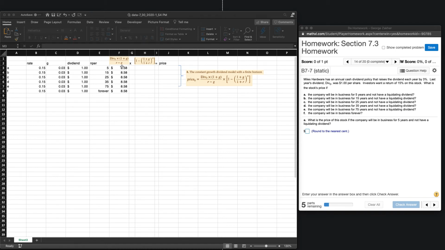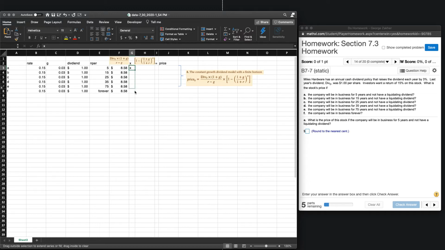However, we're accounting for the number of years, so we have to remember we're going to be multiplying by that other part of the equation here. So let's go ahead and do that, and then maybe we can see some interesting things that are happening. So let's get the formula. 1 minus 1 plus g.